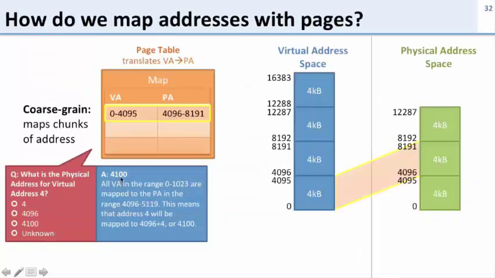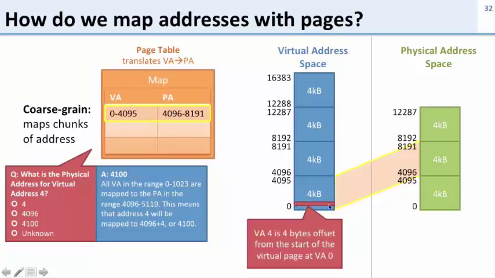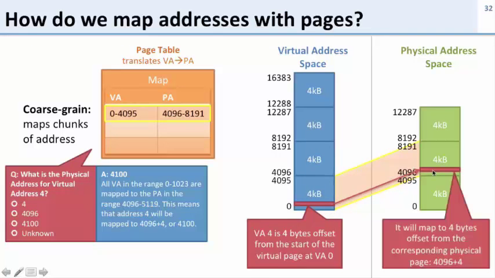Well, the answer is going to be 4,100. So all of the virtual addresses in this range are going to be mapped into this physical page here. So address 4 over here is offset by 4 bytes from the start of this page. So we can figure out where this page maps. It maps over here. And then we know that this word is going to be offset by 4 bytes over here in this physical page. So it's going to be 4 bytes off from address 4,096, so it's going to be address 4,100.